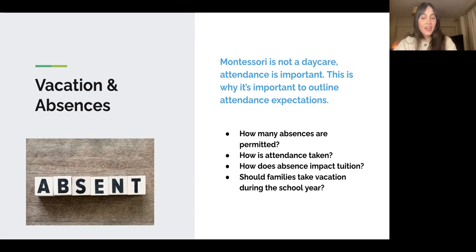Should families take vacation during the school year? You can talk about this, address it, and say, we recommend that our families try to take vacation when school is not in session. The reason is that we really feel it's important for the children to be in the classrooms and have that consistency. And you can explain how the children really benefit from being in the classroom every day. Again, this helps with the managing of expectations that we're ultimately trying to do with the parent handbook.